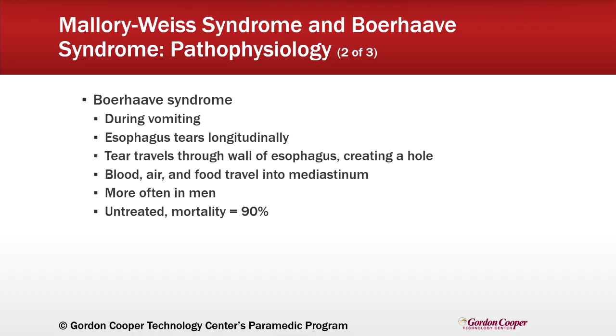With Boerhaave syndrome, the esophagus tears longitudinally, or down the length of it, and the tear may go all the way through the wall of the esophagus, creating a hole or leaving an opening. Blood, air, and food can leak into the esophageal opening and enter the mediastinum and into the chest cavity.